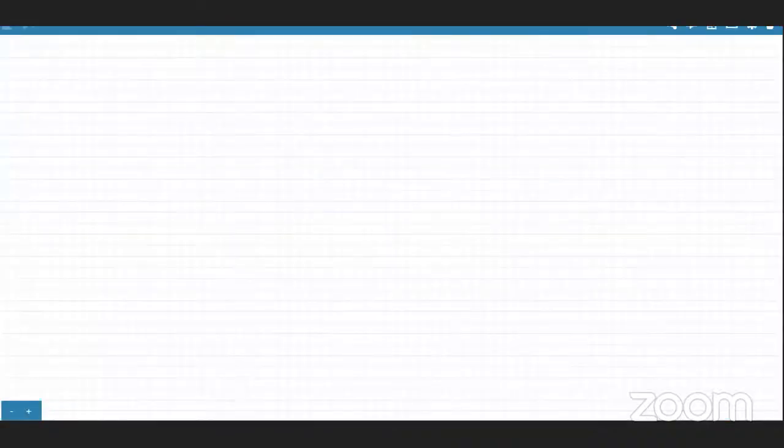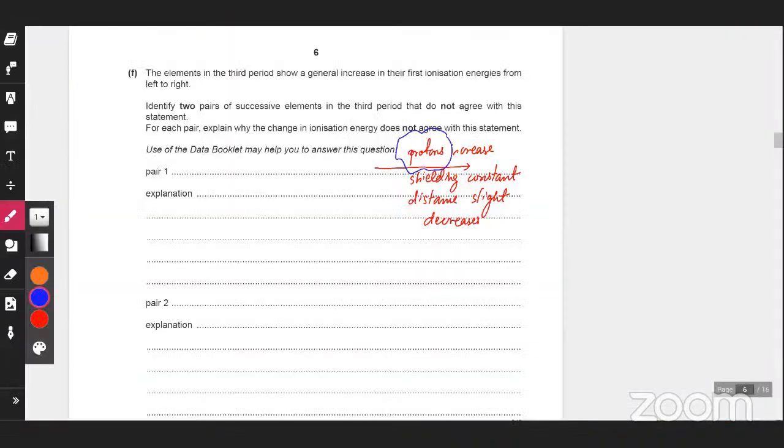So what's the reason? Why is there going to be a dip? He's talking about the pair, and what period is he talking about? The third period, so basically the same one. There's going to be a dip at aluminium. And why is there a dip? Because if you look at the electronic configuration of Mg, it's 1s2, 2s2, 2p6, and then 3s2. That's magnesium's electronic configuration.